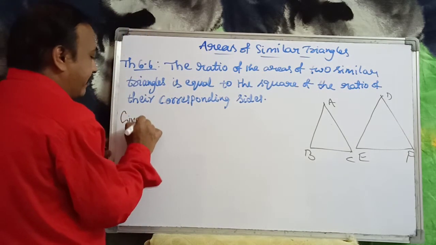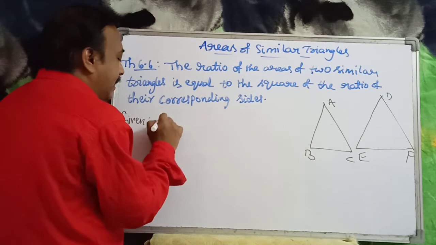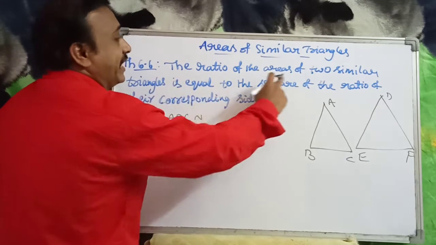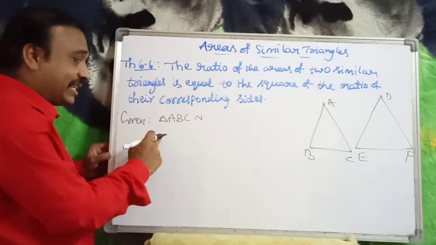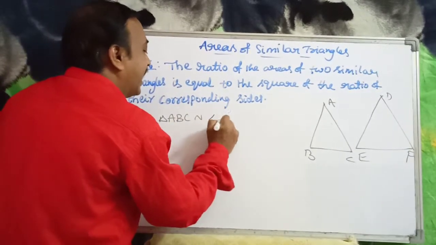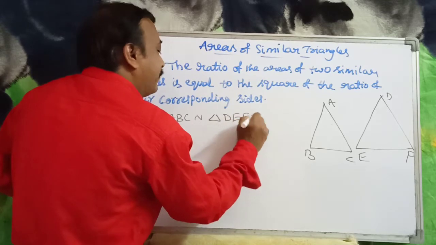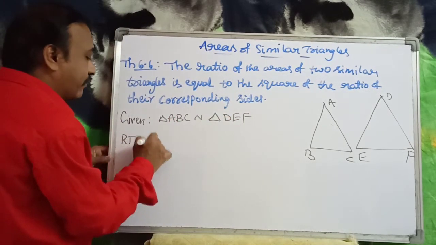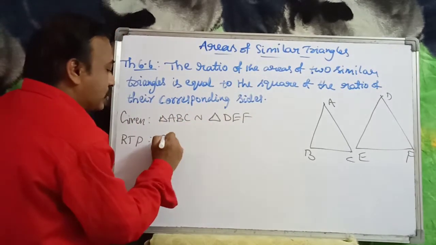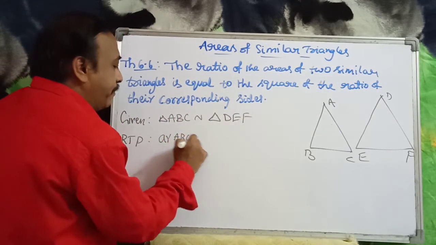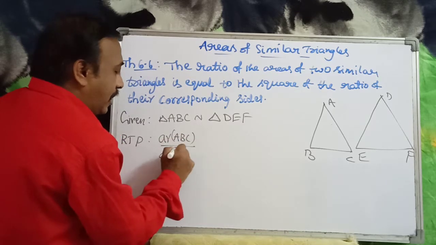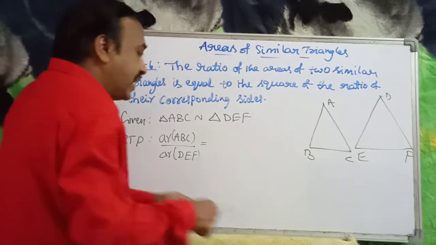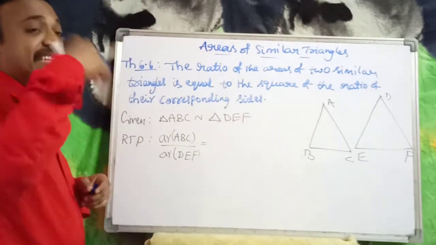We see that given triangle ABC is similar to triangle DEF. These two triangles are similar. Now we are required to prove, what do we have to prove? Area of ABC by area of DEF is equal to the ratio of the squares of their corresponding sides.